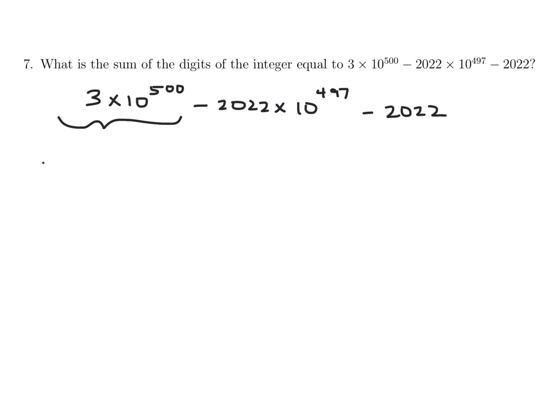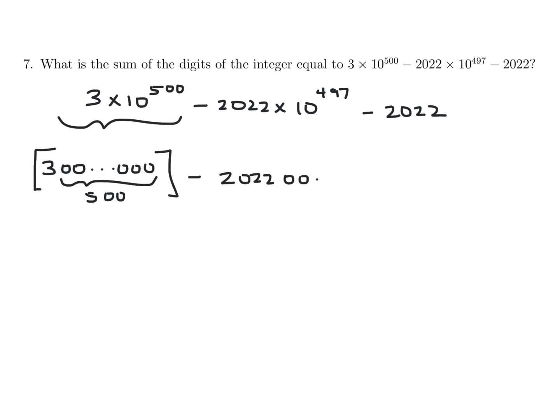This basically is 3 followed by a whole bunch of zeros. And how many zeros? 500. So that's the first guy. This one is 2022 followed by a whole bunch of zeros. And how many zeros? 497. And then this is just a 2022, so that's pretty straightforward there.